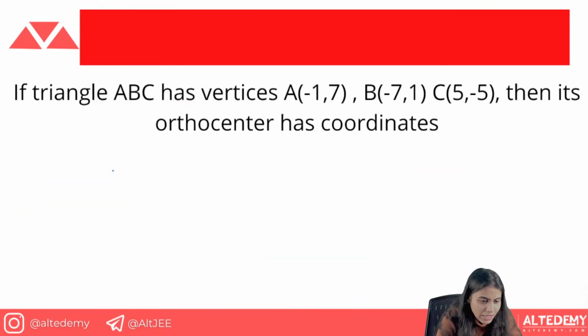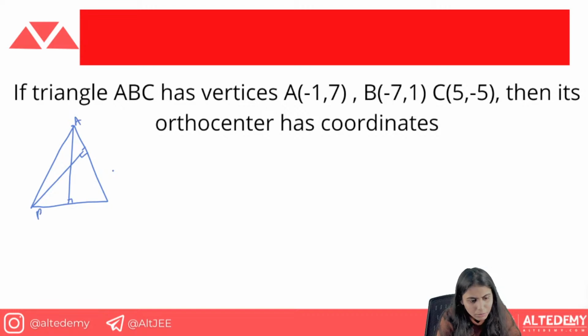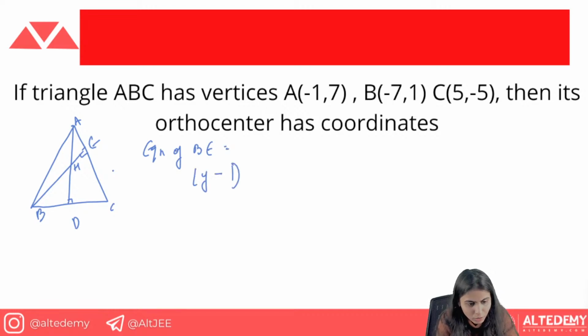Okay, so firstly I'll draw a triangle, how it was represented. This was 90 degree, this was 90 degree, this was angle A, B, C, D, E, H. Now what we did, we calculated the slope of AC, and now we calculated the equation of BE. So for the equation of BE, that is y minus y1 is equal to slope times x minus x1.